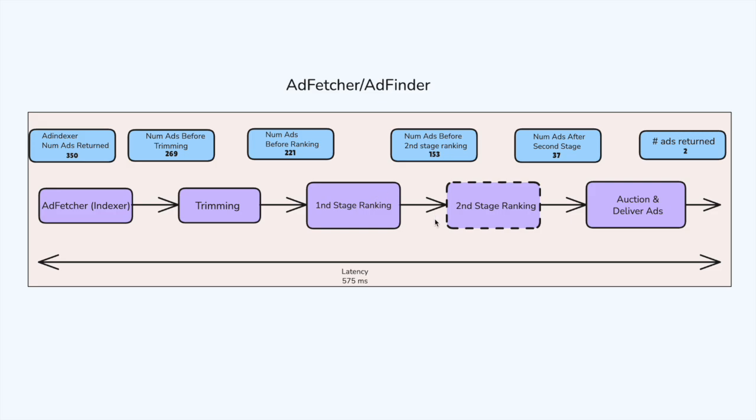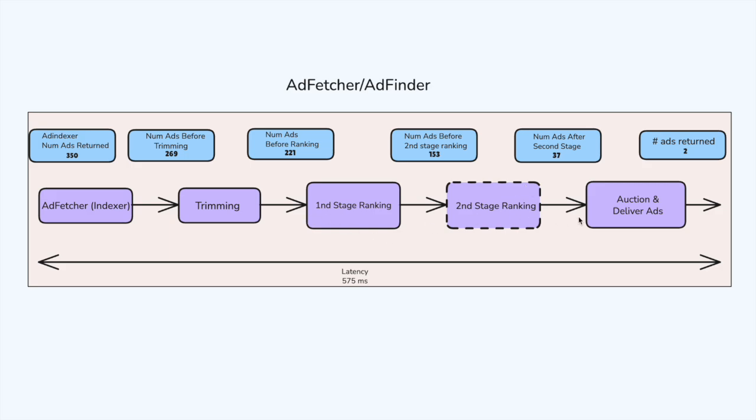Now comes the most important part, the second stage ranking. Here we take 221 ads and run them through more advanced machine learning models, reducing them to 153. These models use rich features like user behavior history, context such as time and device, ad attributes, and complex feature interactions. This stage is more computationally expensive, but also much more accurate. That is why we only apply it after we have already reduced the candidate set.